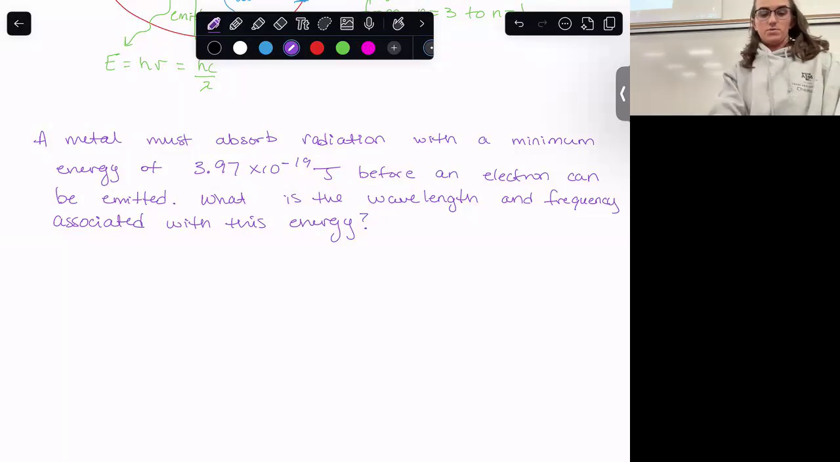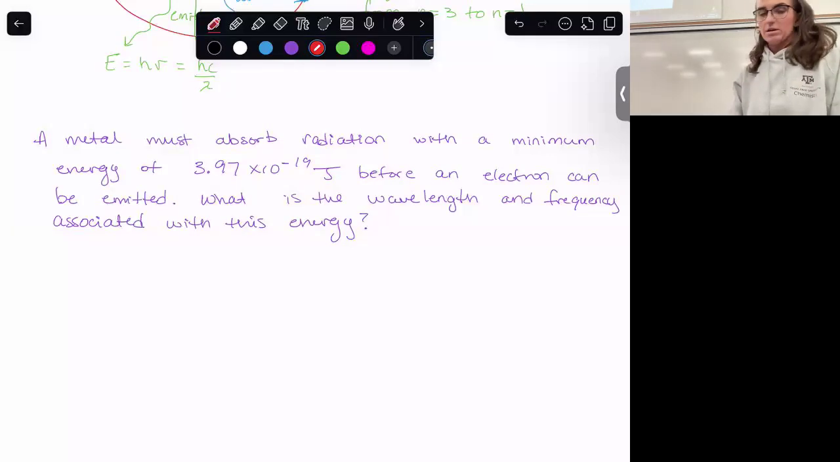What do we need to use? Yep, we need to use our constants. What constants do we need to use here? Do we know what equations we're using? Can you do E equals hc over the wavelength? Yep, right. So we need to know the wavelength and the frequency.